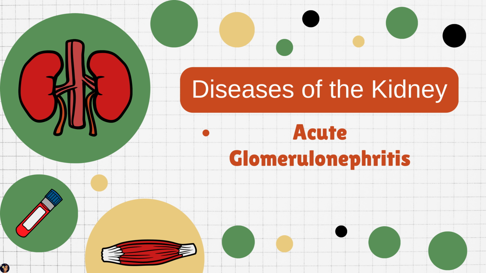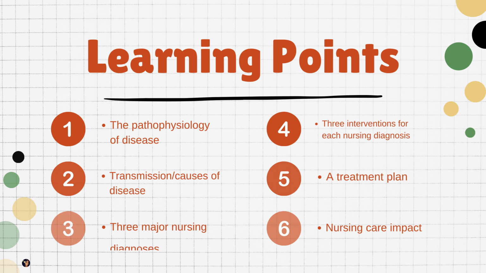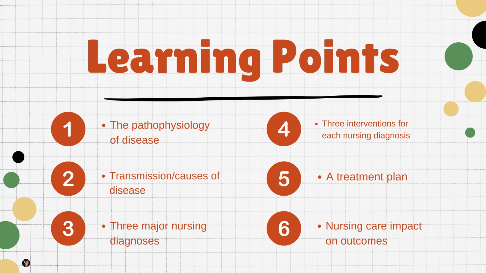In this presentation, we're going to discuss diseases of the kidney, specifically acute glomerulonephritis. During this presentation, the learning points that are discussed will be the pathophysiology of the disease, transmission and causes of the disease, three major nursing diagnoses, the interventions for these nursing diagnoses, a treatment plan, and nursing care impact on outcomes.